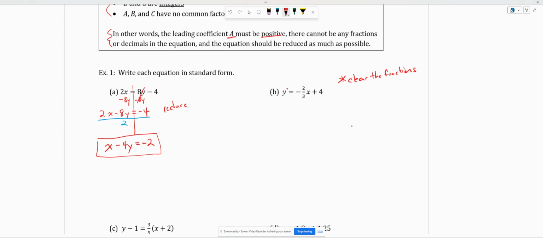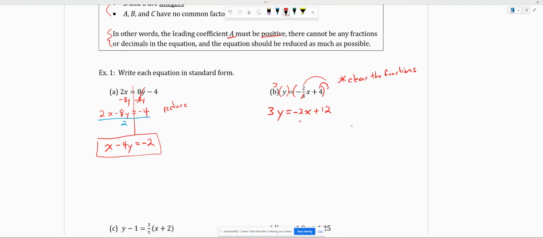So we're going to take this entire thing. So on both sides, we're going to multiply it by 3. And when we do that, when we go 3 times y, that's easy. We just get 3y. But when we multiply here, the 3 and this 3 will cancel. So I'm only left with the negative 2x. And 3 times the 4, of course, is plus 12. Okay, so now fractions are gone.